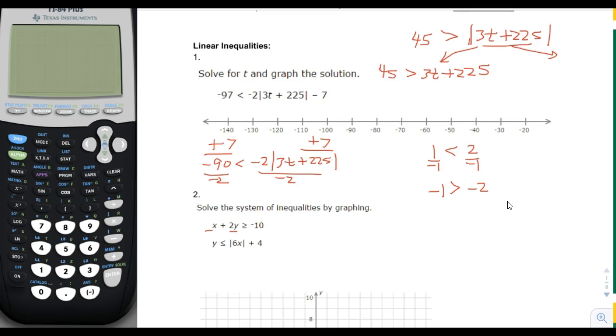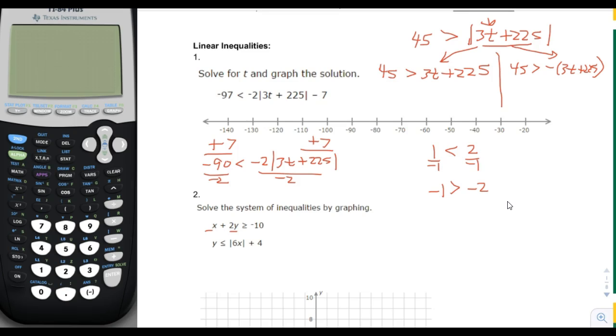And then the other case is when, let's say, you put -1,000 in there. If you put -1,000 here, then the inside is going to be a negative number, and the absolute value acts like a negative sign. And so we're going to write an equation for that case too. So we're going to have 45 is greater than -(3t plus 225). Okay. All right, so there are these two cases, and each one is separate, so we're going to solve them separately.